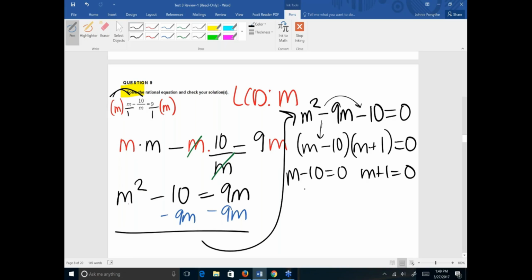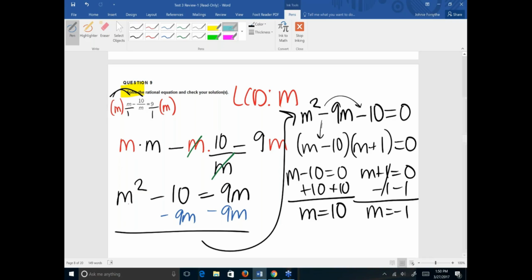So m minus 10 equals 0. So if I add 10 to both sides, I have m equals positive 10. And then m plus 1 equals 0. If I subtract 1, m equals negative 1. That's my other solution. And then you want to check your solutions. So we got to go back and make sure if I were to plug in 10 in for m, I wouldn't get an undefined answer. And make sure if I plug in negative 1 in for m, I wouldn't get an undefined answer. So we can check that.